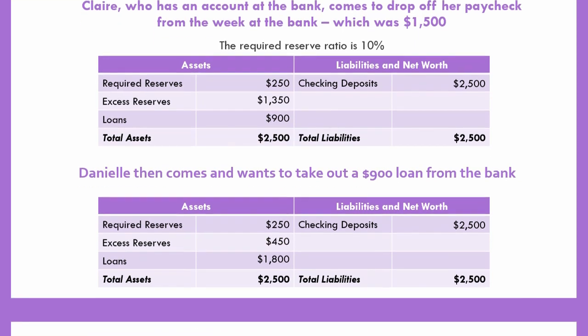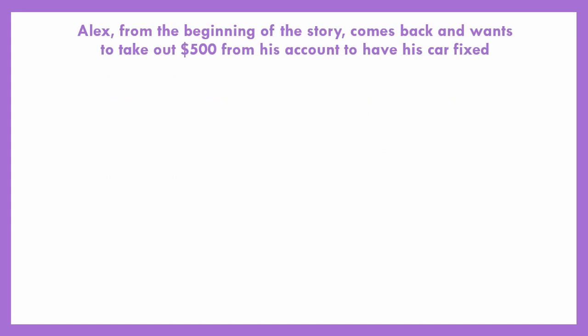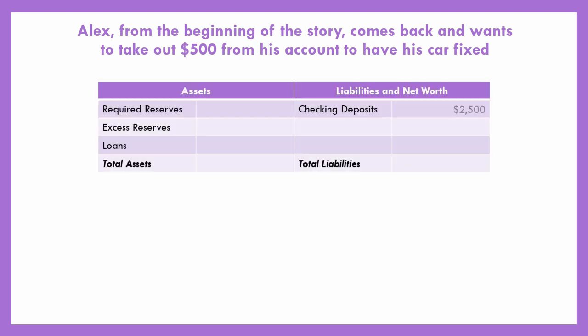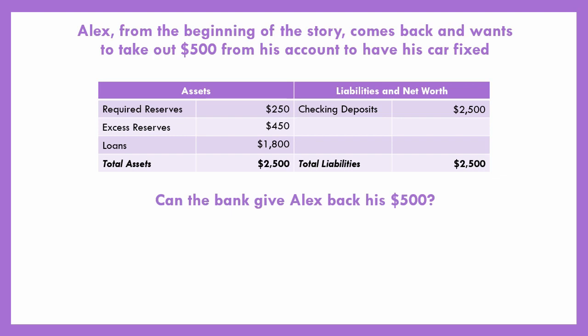Perfect. All right, let's say then that Alex from the beginning of the story comes back and says, hey, I want to take out $500 from my account. I need to have my car fixed. I need $500. Do we have enough money to give Alex? Well, let's look. This is how it was set up as we ended last time. Do we have enough money to give back to Alex?